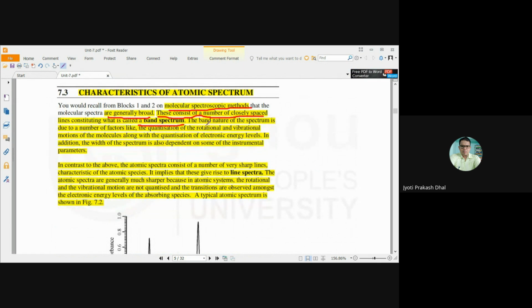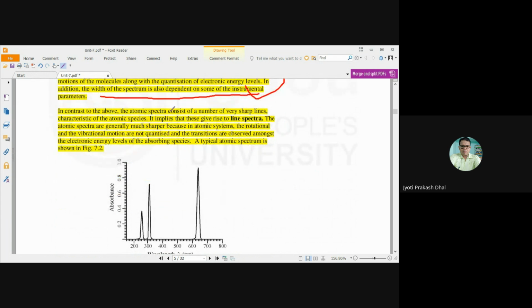The band nature of the spectrum is due to a number of factors like the rotational and vibrational motion of the molecule, along with the quantization of energy levels. In addition, the width of the spectrum is also dependent on some of the instrumental parameters. So this is about the molecular spectroscopic techniques that we discussed in the previous 6 units. But in the case of atomic spectra, for an isolated gaseous atom or an individual atom, the spectrum consists of a number of very sharp lines.